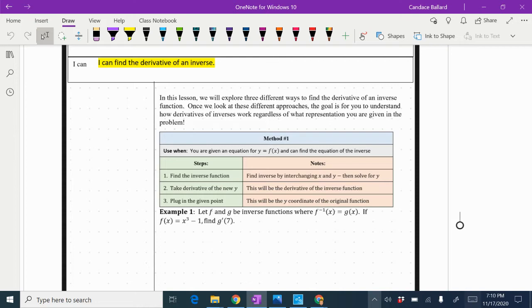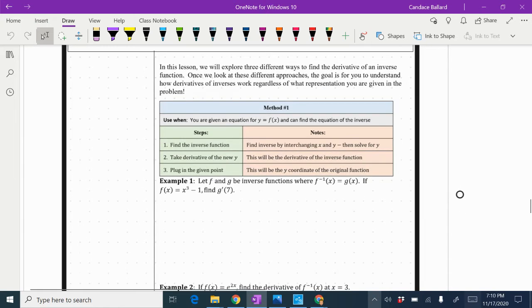So this first method leads into what we saw in Algebra 2 with finding the inverse of a function. These are the steps that we actually did in Algebra 2. We started by switching the x's and the y values, and we solved for y. Then we're going to put the calculus spin on it. Now we take the derivative of the new y. That's going to be the derivative of the inverse function. And then we're going to plug in whatever point they give us. So let's try that a couple of times.